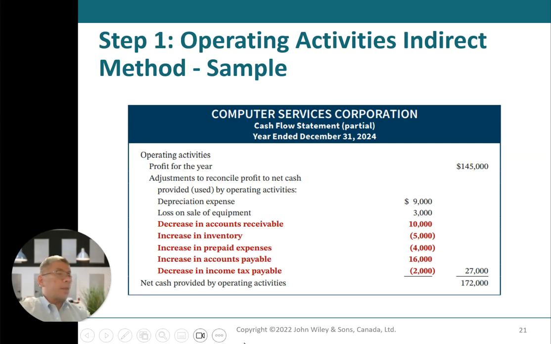So when you do that, you're going to do the same thing, operating activities. You have 145,000 profit for the year. These are the adjustments. Depreciation expense, 9,000. Loss on sale of equipment, 3,000. Decrease in accounts receivable, 10,000. Increase in inventory, minus 5,000. Increase in prepaid expense, minus 4,000, because you have to pay. You know why it's increased? Because you have to pay things. Increase in accounts payable, which is 16,000. And decrease in tax payable, which is 2,000. Okay, so the total adjustments are 27,000, and you get 172,000.